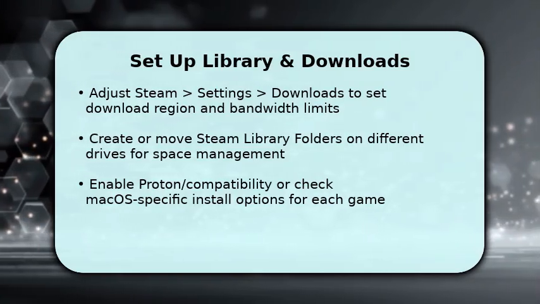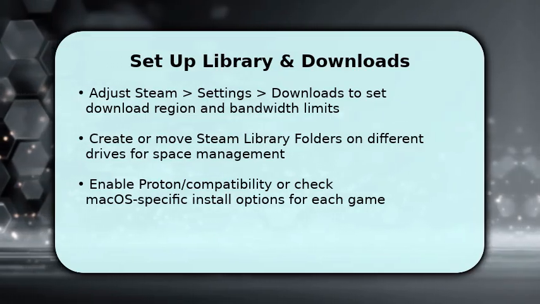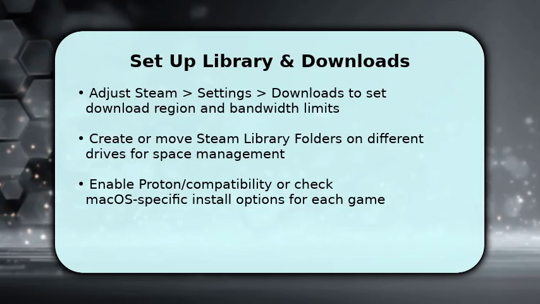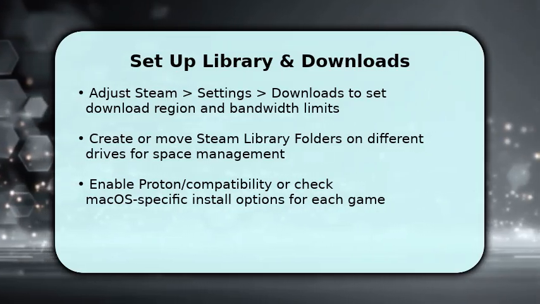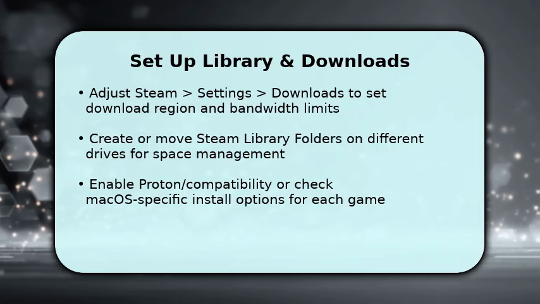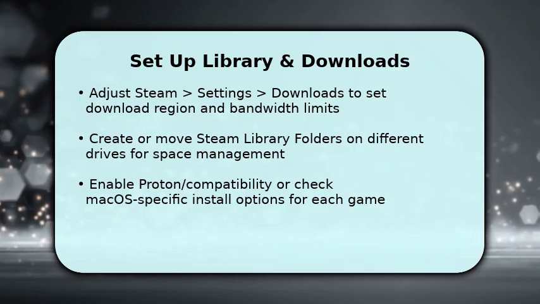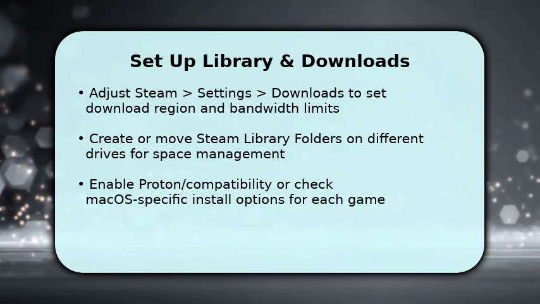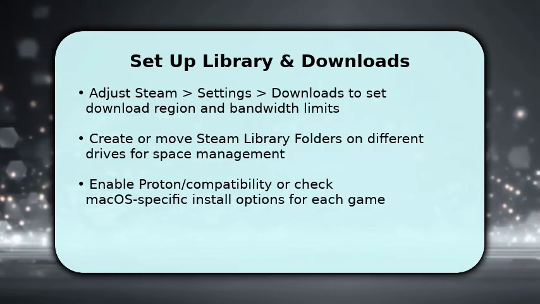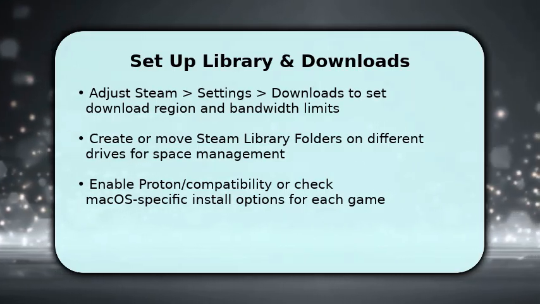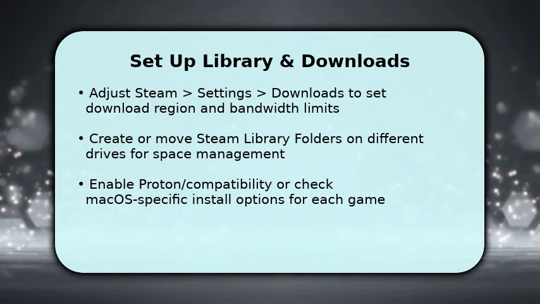Open Steam settings and pick your download region and set bandwidth limits if you need background performance. Then go to Storage and create additional Steam library folders on external or internal drives so large titles don't fill your startup disk. For games that need compatibility layers, check per game properties to enable Mac OS-specific launches or Proton-like options where available. Make sure to verify integrity of game files if installation stalls, then start installing the first title.